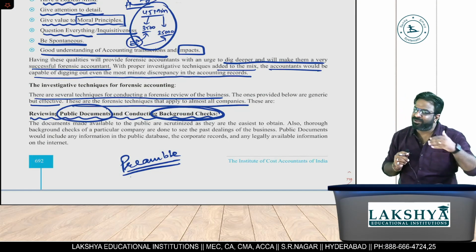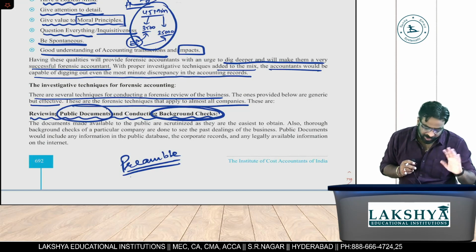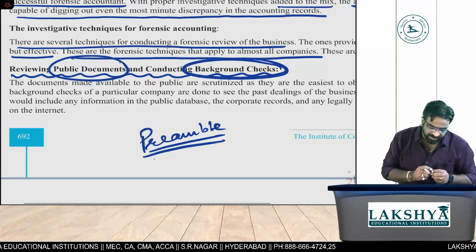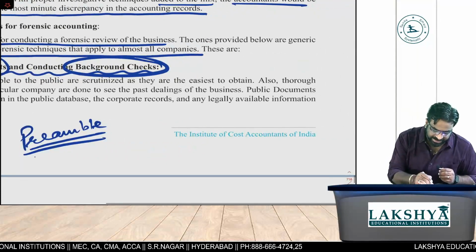So sometimes they do cross check. So in that case you can't have the background check, right? Now see, the documents made available to the public are scrutinized as they are easiest to what? Obtain.